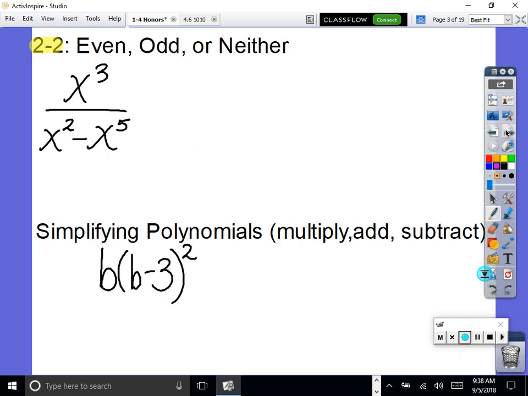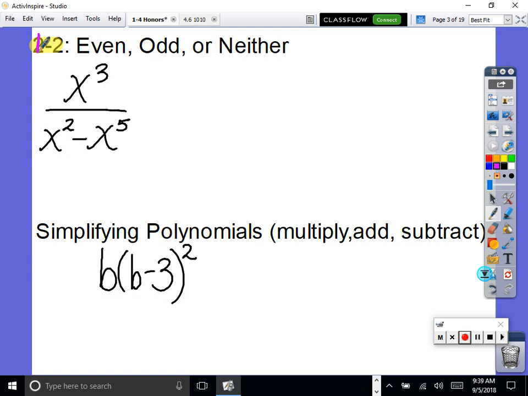Okay, are you good with 1-2? One of the most missed problems on this test is people not being able to do even, odd, or neither right. There's going to be at least 2 problems of this. If you can't do them, your score is automatically going to be down in the low 90s. So you got to be able to do them. Tell me if it's even, odd, or neither, and then simplify correctly.